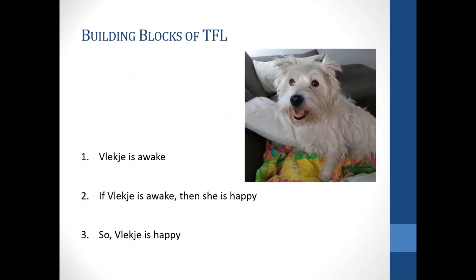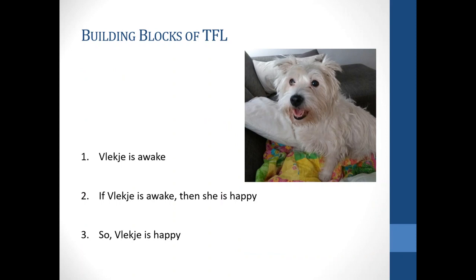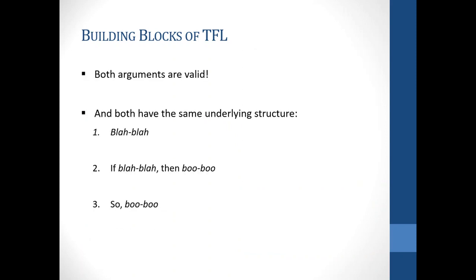Cool. Here's another argument. This is about another one of my old dogs, Vlekia. Vlekia was adorable. If you were sitting, she would get in your lap. She was so sweet. Okay, premise 1, Vlekia's awake. Premise 2, if Vlekia's awake, then she's happy. Conclusion, Vlekia's happy. Valid, invalid? Valid, right? Does it look familiar? Same thing. Both arguments are valid, and both have the same structure. Premise 1, blah blah. Premise 2, if blah blah, then blue blue. Conclusion, blue blue.